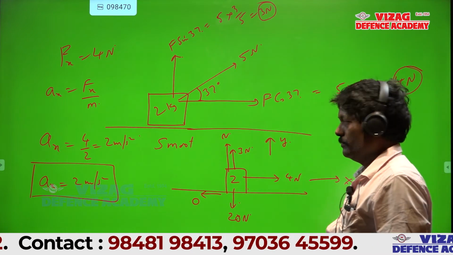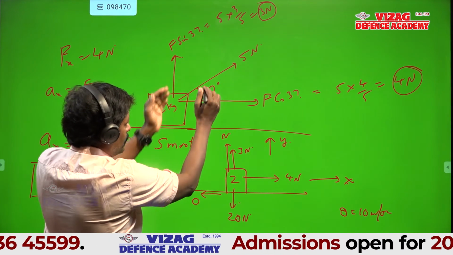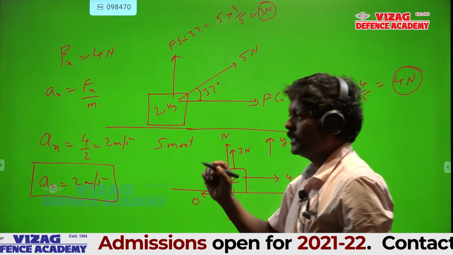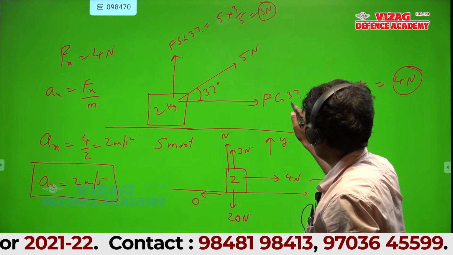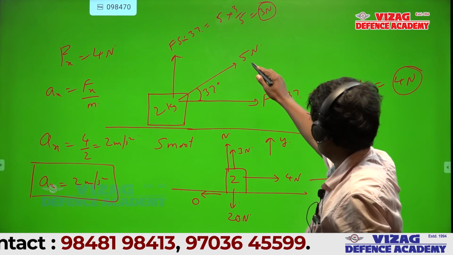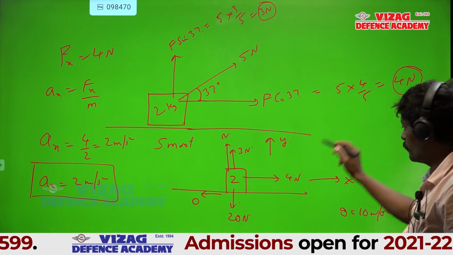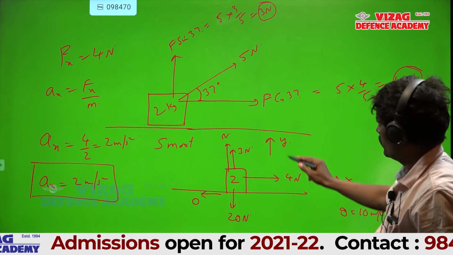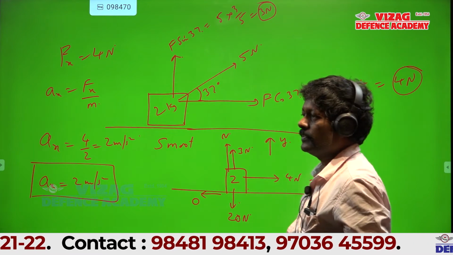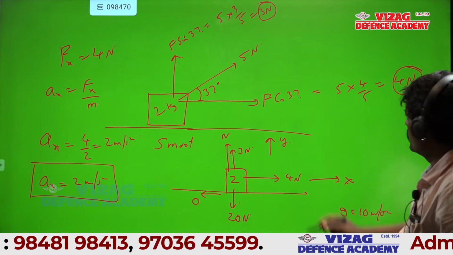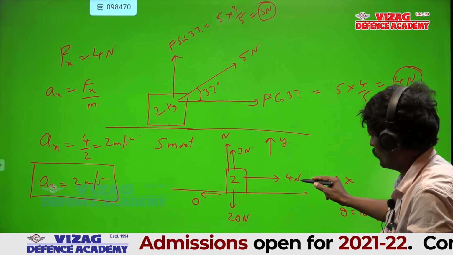Again I am repeating. I have split up this force into two parts. The component adjoining theta will be the cos term, the other the sin term. F cos theta, F cos 37. F is 5, cos 37 you know is 4 by 5. So there is 4 Newton in the horizontal direction. In the vertical direction, F sin 37. Sin 37 you know is 3 by 5. So 3 Newton upward. So I have taken upward 3 Newton, horizontally 4 Newton.